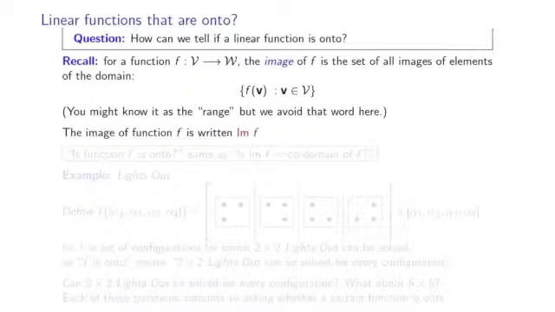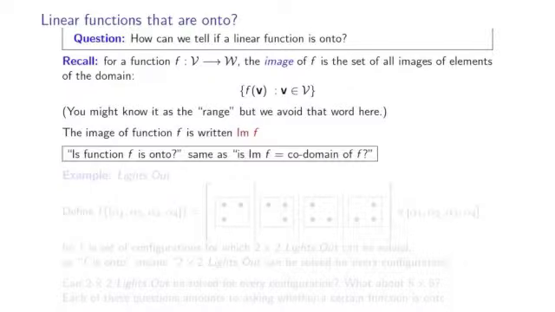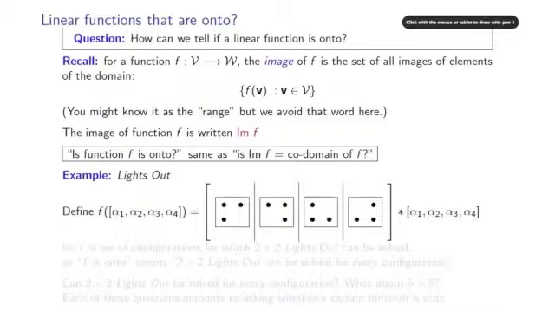The image of a function f is written Im f. Now, the image of a function is a subset of the codomain of that function. And asking whether a function is onto is the same as asking whether its image is in fact the entire codomain. Here's an example from Lights Out.